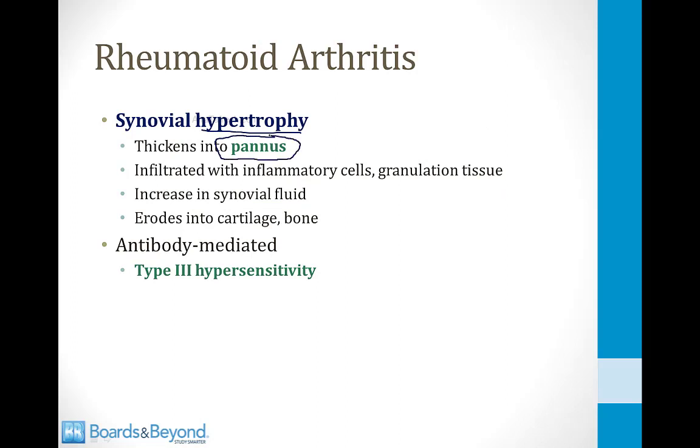This is synovium that has been infiltrated with inflammatory cells and granulation tissue. There's a characteristic increase in synovial fluid, and the pannus can erode into the cartilage and bone and destroy the joint. As you will see later, there are antibodies produced in rheumatoid arthritis against proteins in the body, and these can circulate and deposit in joints and other tissues. Therefore, rheumatoid arthritis is an example of an antibody-mediated immunology process, and it's an example of a type 3 hypersensitivity reaction where circulating antibodies deposit in tissues and cause tissue damage.